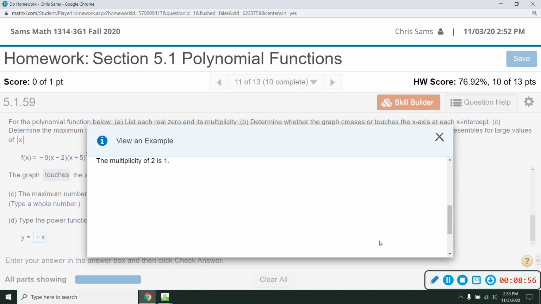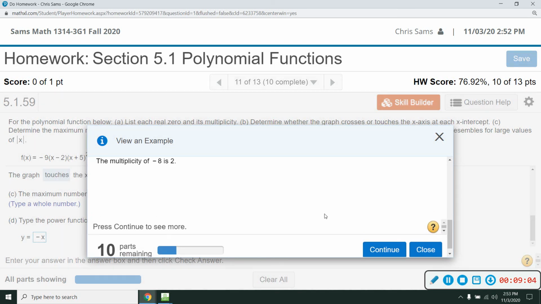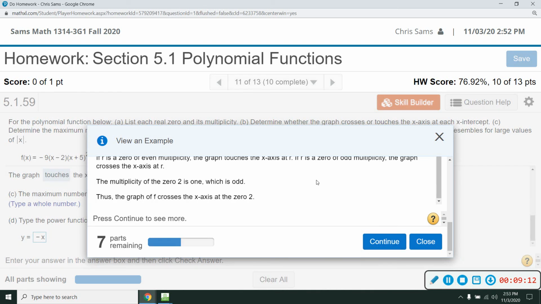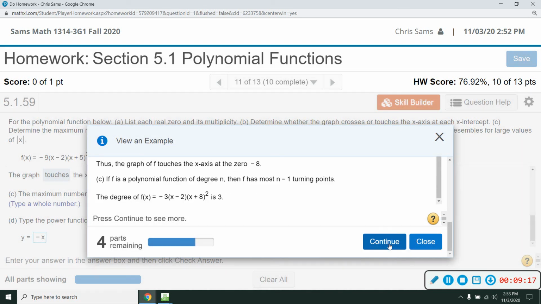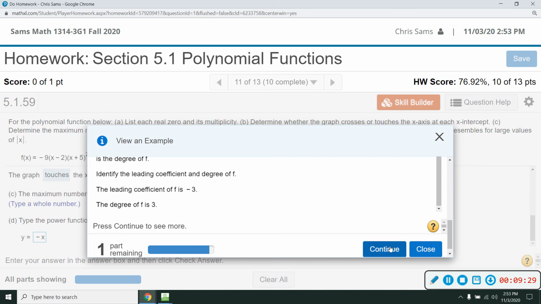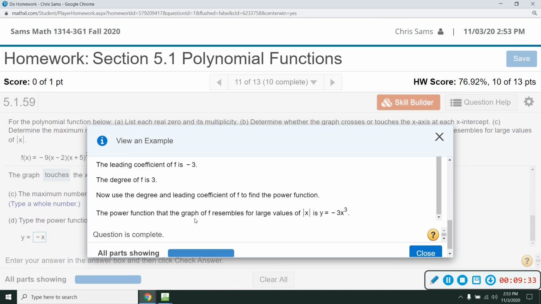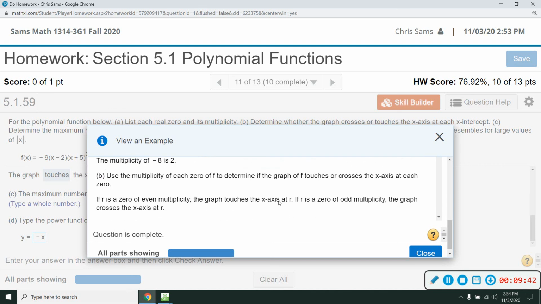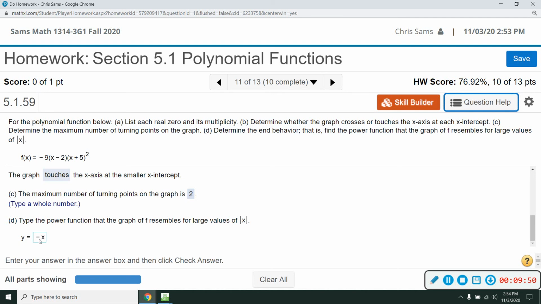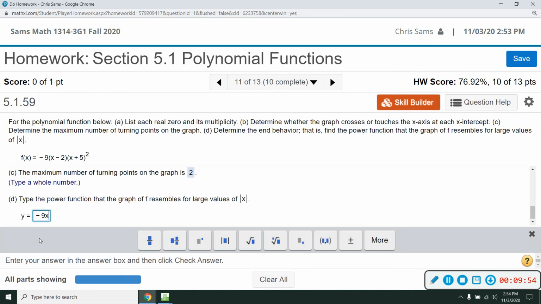So we got all the other parts. Multiplicity. That's the numbers for their examples. Keep going. Tell you odd, which one is odd, where it crosses, even if it touches. Okay, here's the degree. Tell you the degree of 3, so the turning points, all of that, leading coefficient is negative 9. Degree of 3, so that helps you tell the end behavior. So the power function resembles, so I guess they want the leading coefficient out front. That's what I'm missing. That's what it appears, because theirs has a coefficient. So I just need the coefficient out front. So negative 9x to the third. That's what I'm missing.